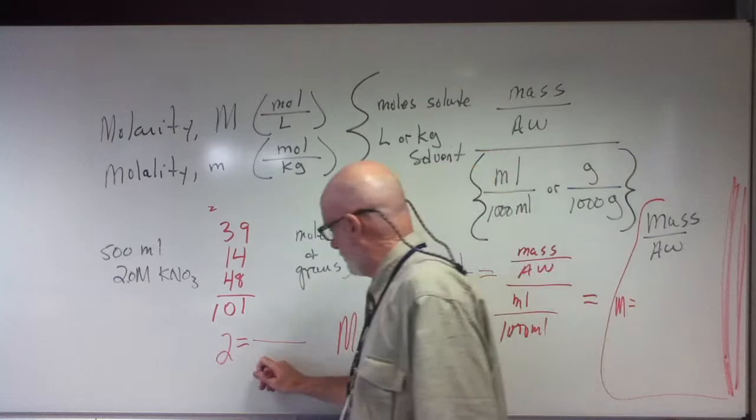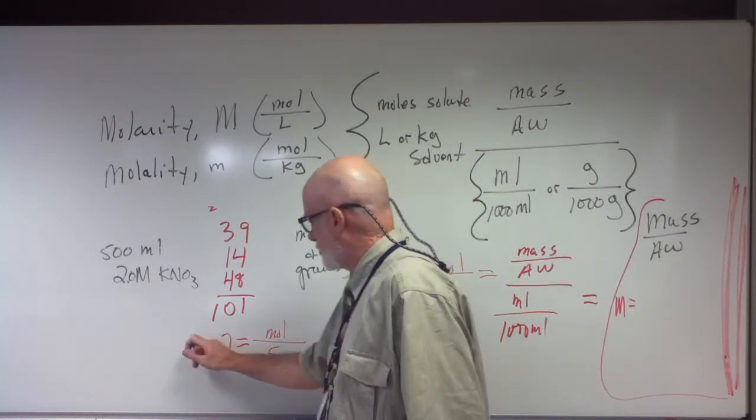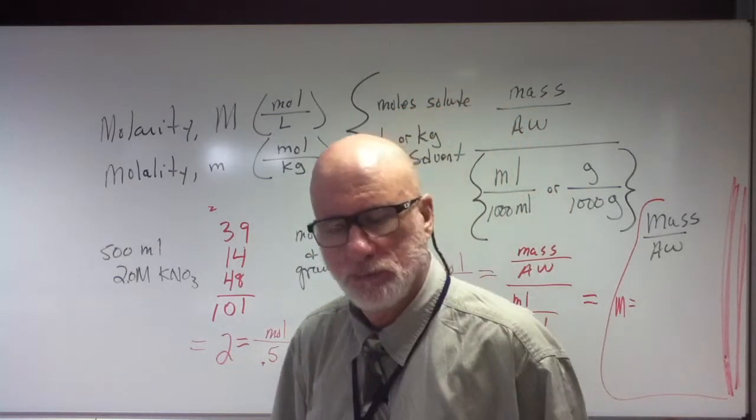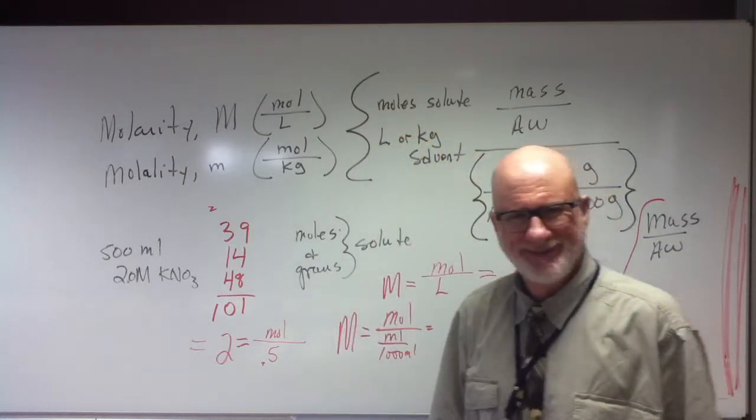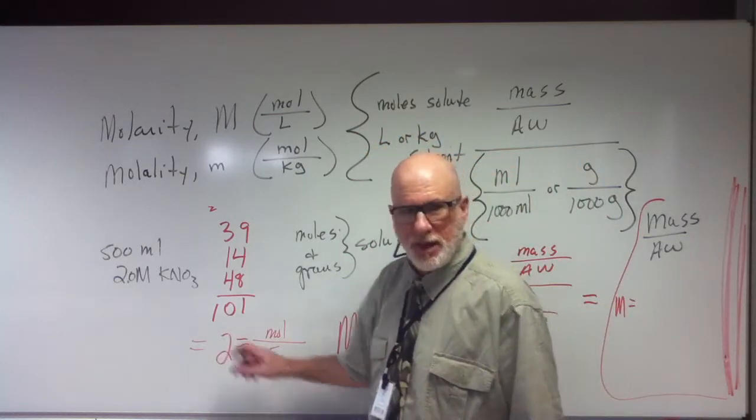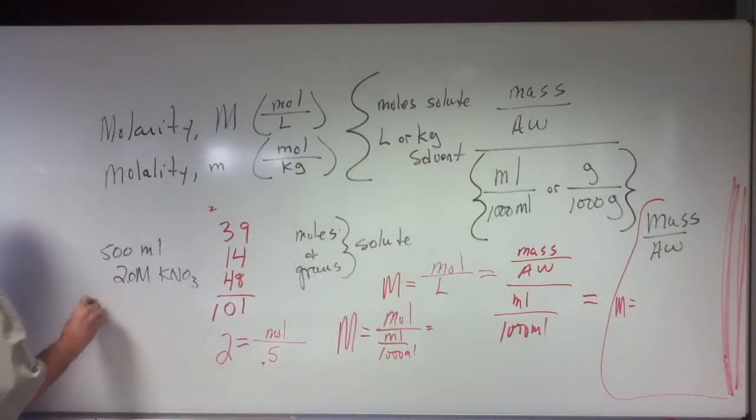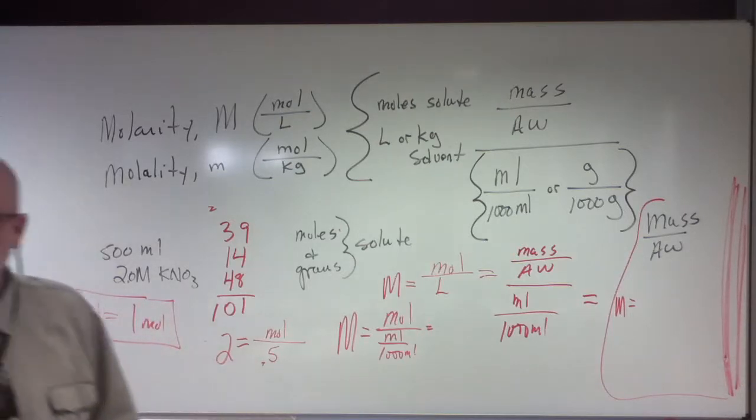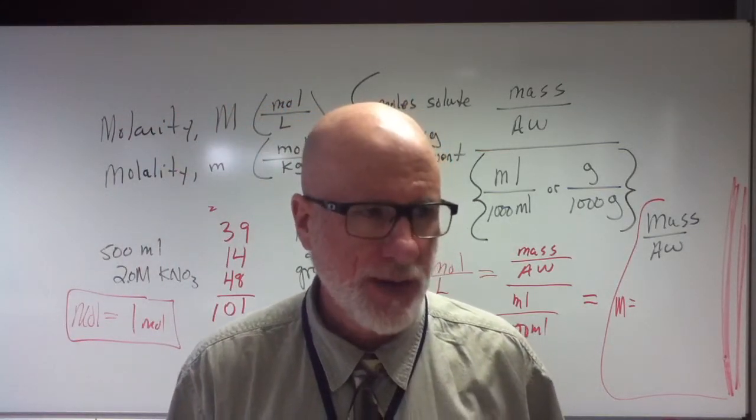0.5. 0.5 over moles. So what is moles going to equal? 1? Are you sure? Cross multiply. So moles equals 1. Okay? Moles equals 1 mole. Correct? Are you okay with that?